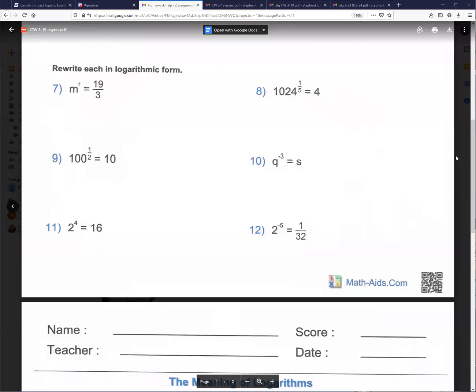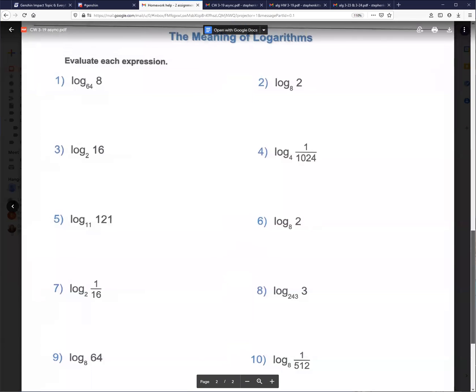Okay. So now I'm going to scroll this down and we're going to have evaluate each expression. These are always rigged to be done by hand. So even though normally I would tell you, oh, just type it into the calculator, because we're going to be solving these by hand, what we're actually going to do is write them in exponential form. So we're going to do exactly what we did up top, where we do 64 to the on both sides, or in this case, 8 to the on both sides, 2 to the on both sides.